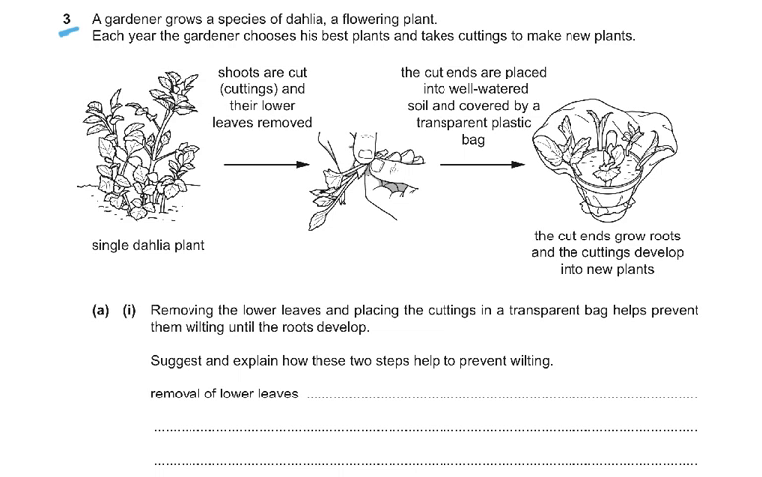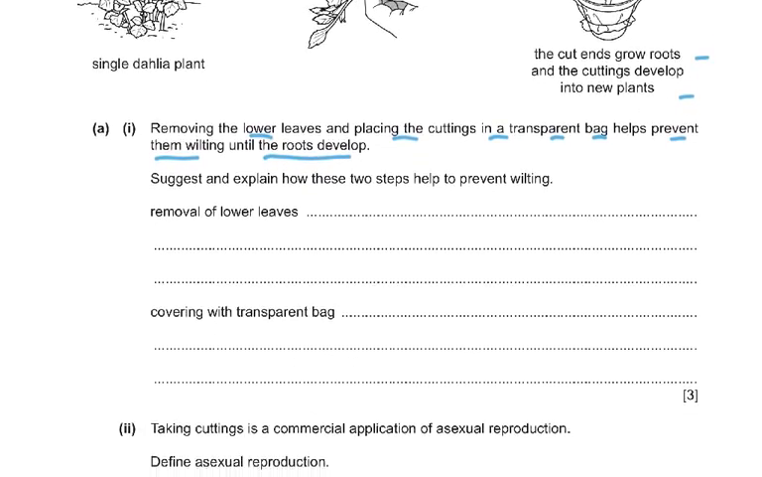A gardener grows a species of dahlia flowering plant. Each year, the gardener chooses his best plants and takes cuttings to make new plants. Shoots are cut, and the cuttings have their lower leaves removed. The cut ends are placed in well-watered soil and covered by a transparent plastic bag. That's how they're showing it to you. The cut ends grow roots and the cuttings develop into new plants. Removing the lower leaves and placing the cuttings in a transparent bag helps prevent them wilting until the roots develop. Suggest and explain how these steps help to prevent wilting.